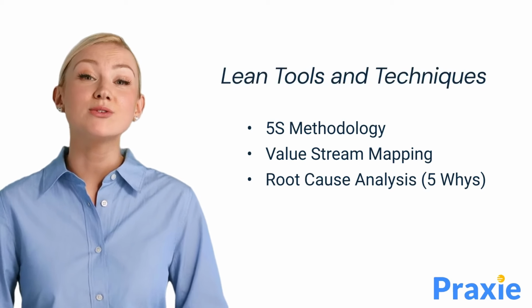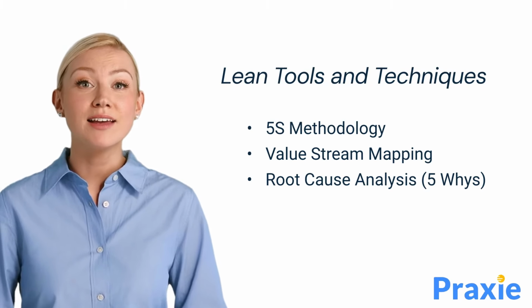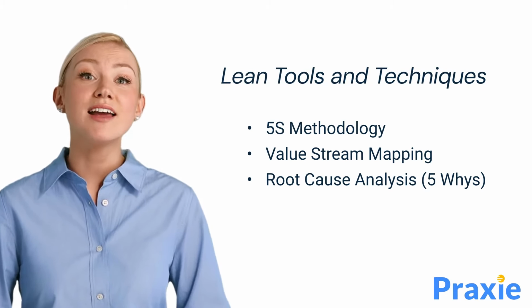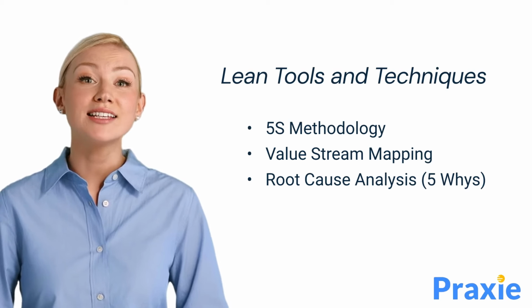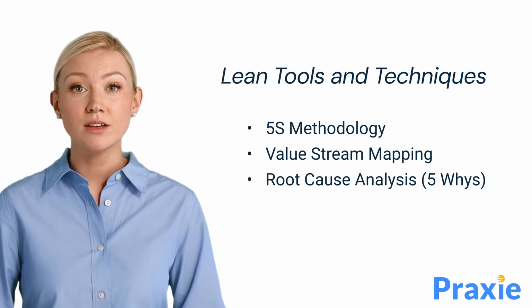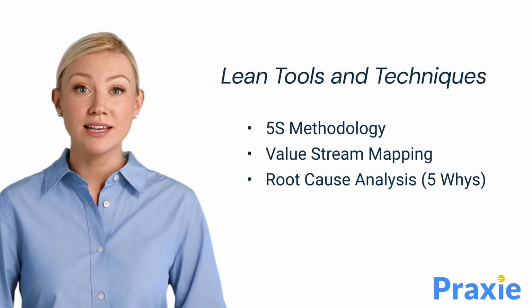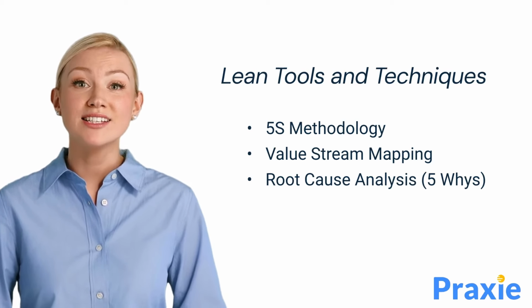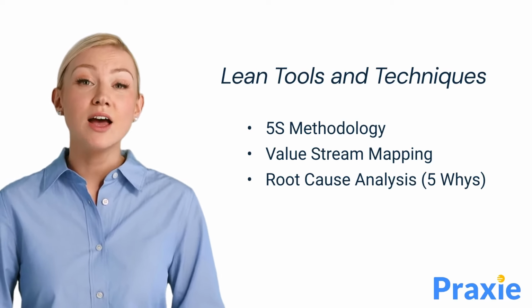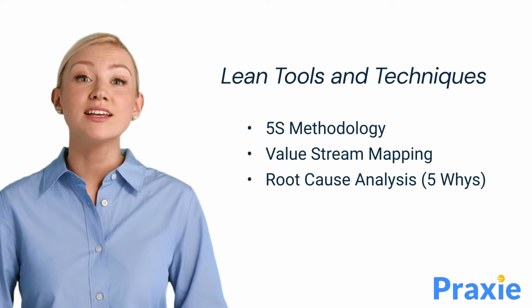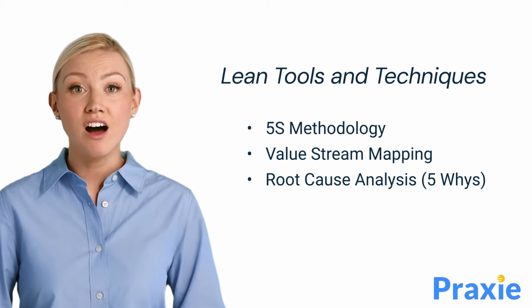Lean leaders use various tools and techniques to implement lean principles. The 5S methodology helps organize and standardize the workplace. Value stream mapping visualizes the steps in a process, identifying waste. Root cause analysis, such as the 5 whys, helps get to the root of problems, ensuring that solutions address the underlying causes.